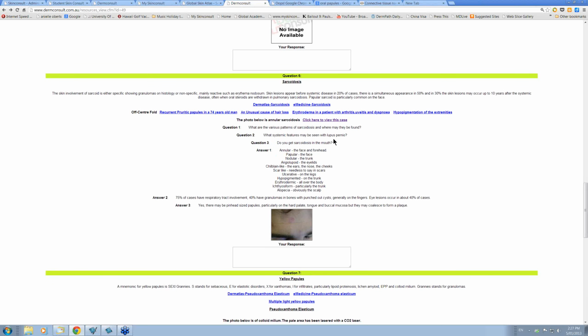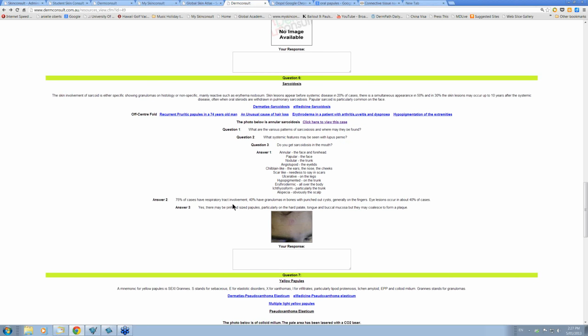What systemic features may be seen with lupus pernio? That's, as I said, that acral form of sarcoid, and it's one that's commonly associated with systemic features. 75% of cases have respiratory tract involvement, 40% have granulomas in bones with punched out cysts, generally in the fingers. And eye lesions can occur in about 40% of cases. So they can get an iritis and other eye involvement in sarcoid, so they may need referral to an eye specialist. So with lupus pernio, that chilblain-like presentation of sarcoid, think of the systemic involvement those patients might have and go looking for it. Do you get sarcoidosis in the mouth?